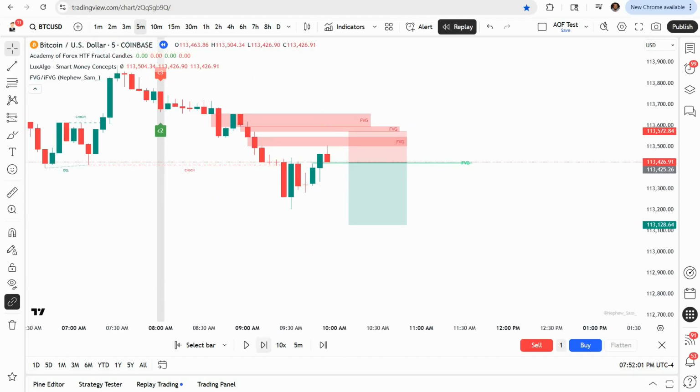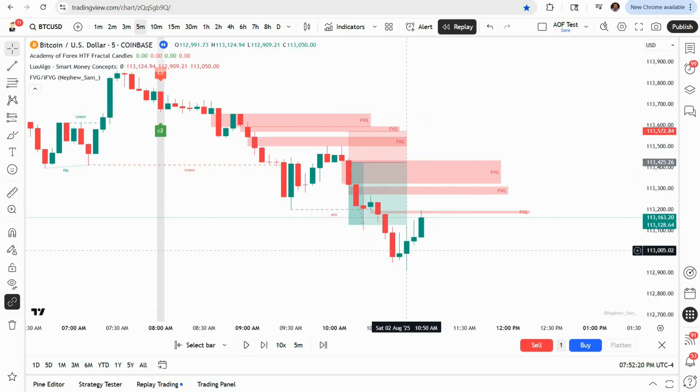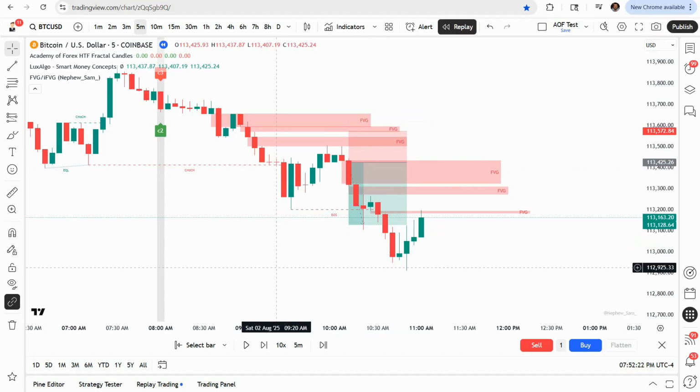Let's go ahead and play this forward and see how it plays out. And a really nice push to the downside, getting us to our take profit.